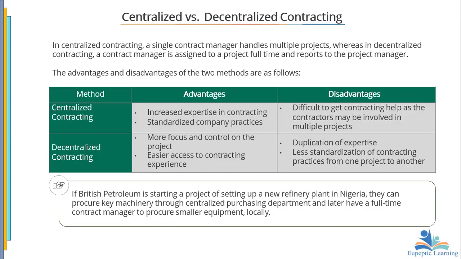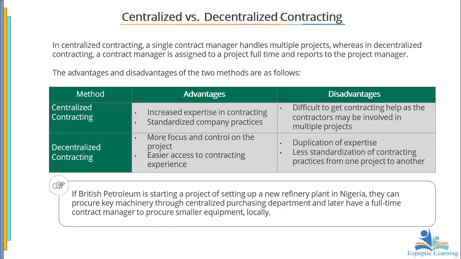But with decentralized contracting, the contract manager is assigned to that project and reports to the project manager. So in a case where you are in a typical matrix or functional organization, then this contract manager will report to the senior contract manager. But then he has been assigned to the project, so now he reports only to the project manager.